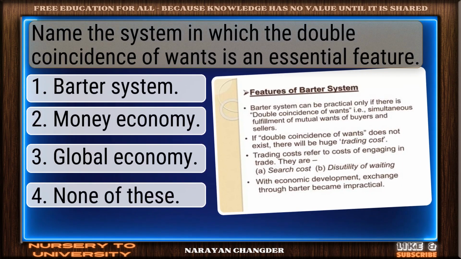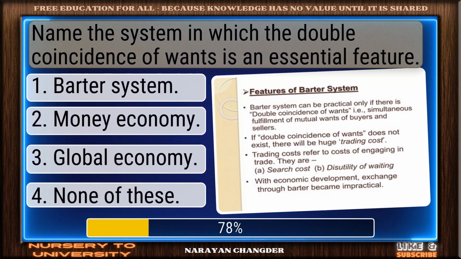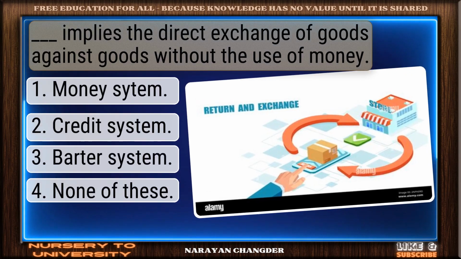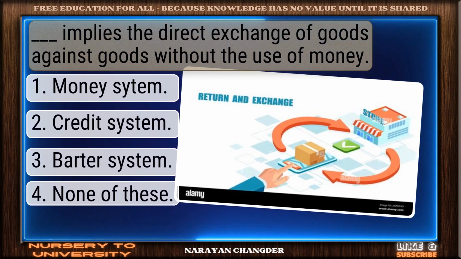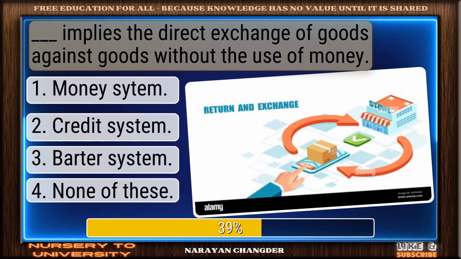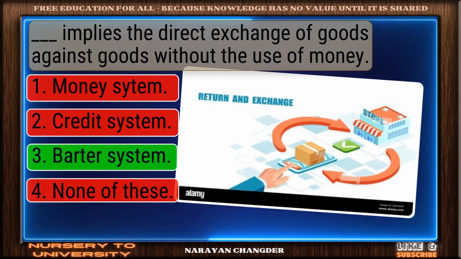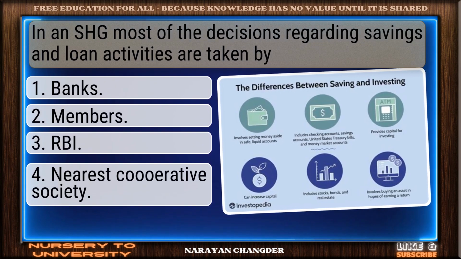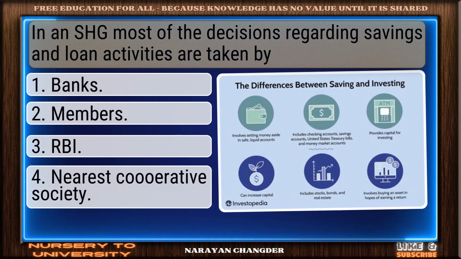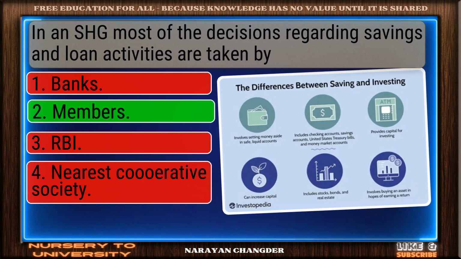Name the system in which the double coincidence of wants is an essential feature. Nicely done. Barter system is solid. Dash implies the direct exchange of goods against goods without the use of money. Exactly. Barter system makes sense. In SHGs, most of the decisions regarding savings and loan activities are taken by dash. Sharp thinking. Members is right.